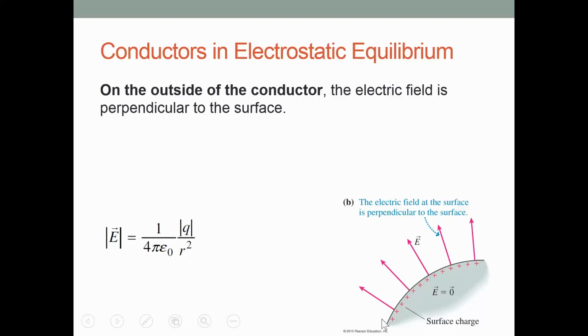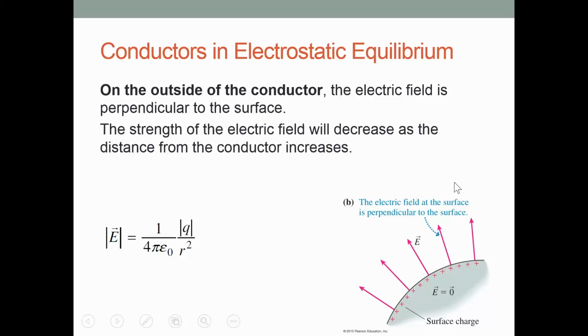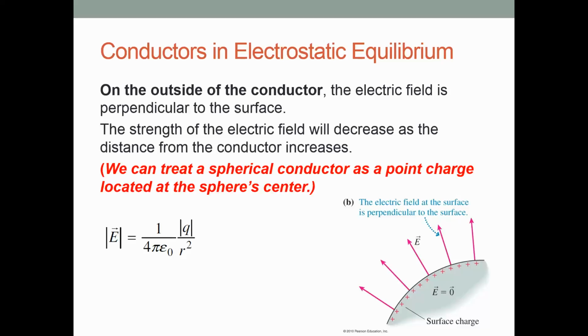If you looked on the outside of the sphere, you'd see that there is an electric field, and it's perpendicular to the surface moving away. We use this equation for electric field. So as you move further away, as radius increases, your electric field will decrease. So the strength will decrease as the distance from the conductor increases. We can treat a spherical conductor just like a point charge where the center of the sphere is where the point charge is. So we can calculate the electric field outside of the conductor using the basic equation for electric field of a point charge. But inside the conductor, things are going to be a little bit different.